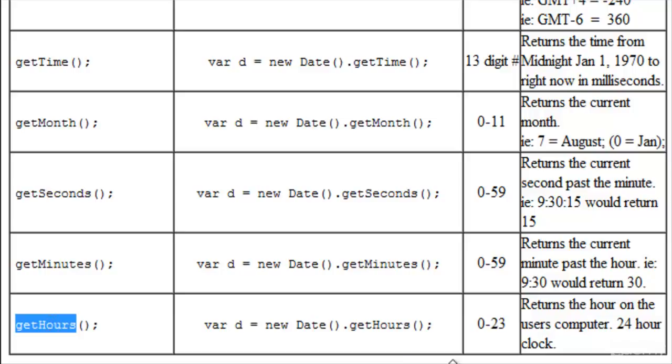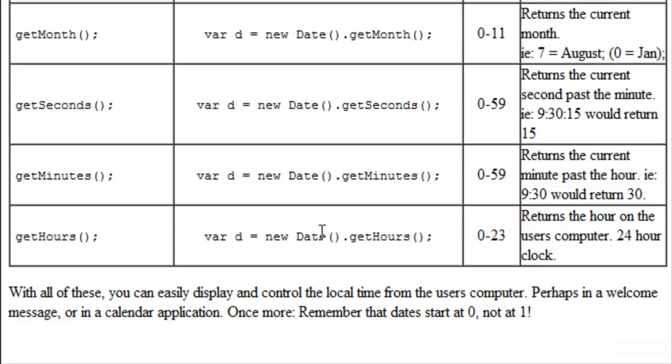And then we have getHours, which returns the hour on the user's computer. And that hour is always in a 24-hour clock. So it returns 0 to 23. And it will never return 24 because that's a new day. So with all of these, you can easily display and control the local time from the user's computer, perhaps in a welcome message or in a calendar application. Once more, remember that dates start at 0 and not 1.